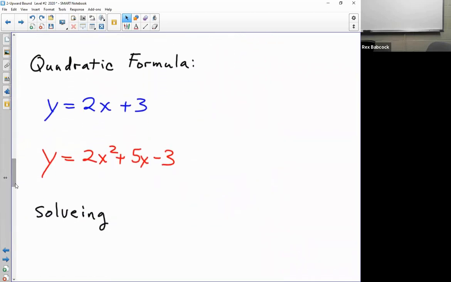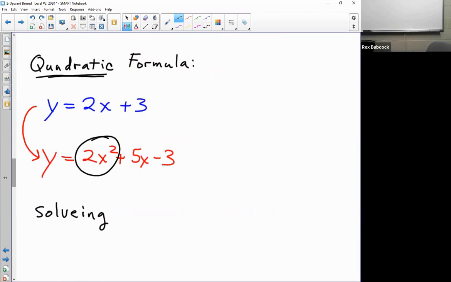Okay, quadratic formula. We're going to make a transition from lines to quadratic equations. Notice these are very similar with one exception. If they're quadratic, they have a square term in them. So when they say a quadratic equation, I know it's something that has a square in it.